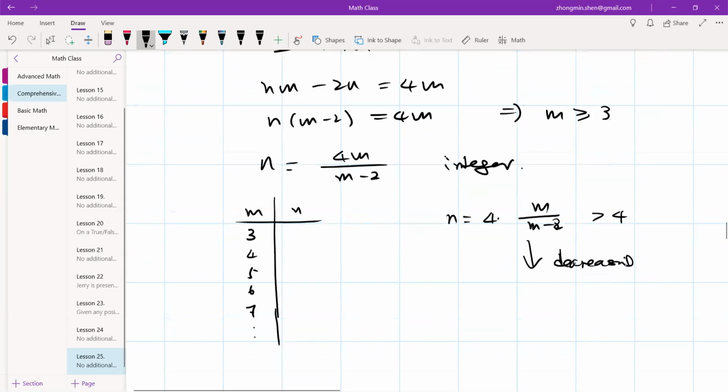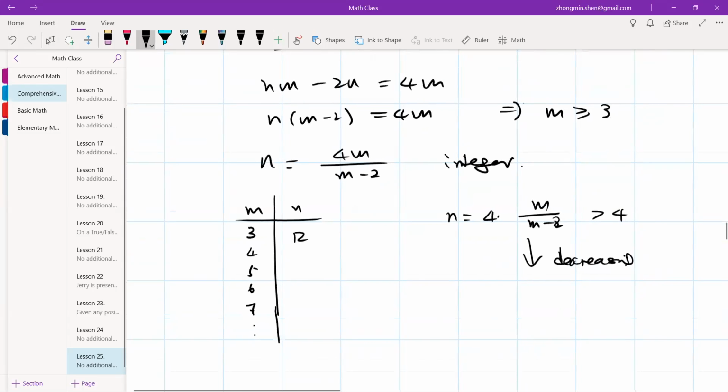When m equals 3, it's decreasing gradually. It begins with m equals 3, and when m equals 3, it's going to be 12. When m equals 4, it's 4 times 4 over 2, right? That's going to be 8. Okay, it's decreasing. But not always will you get the same integer.